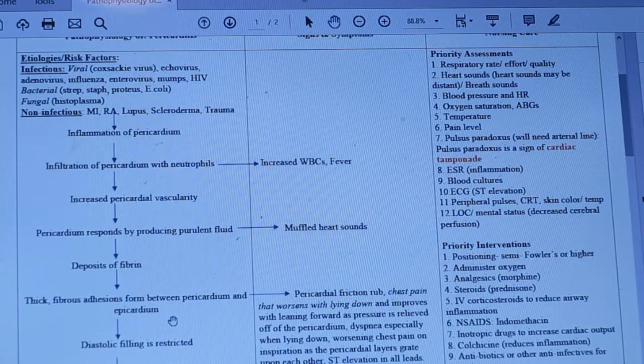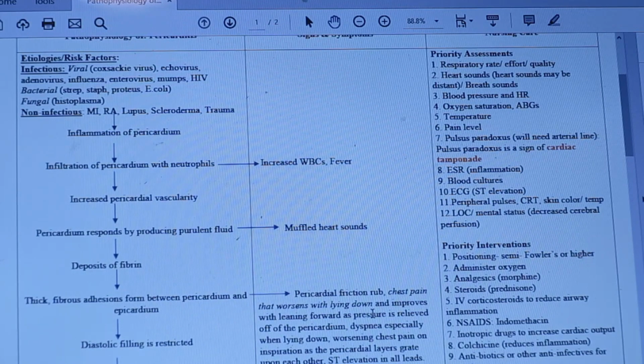And this is where we're going to see the vast majority of our outward signs and symptoms, that classic pericardial friction rub, because those fibrous adhesions cause those two layers to rub against each other where they were nice and lubricated and they glided. Now they're rubbing, and you're going to hear a pericardial friction rub. Chest pain that worsens with lying down and improves with leaning forward.